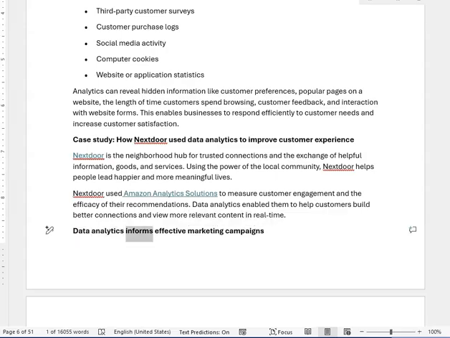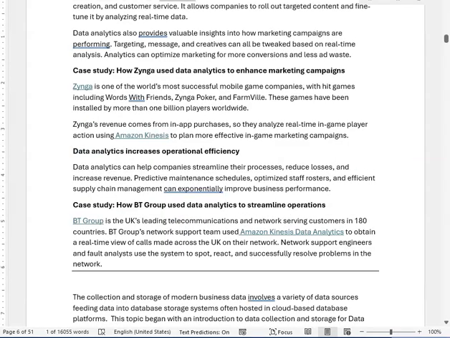Data analytics informs effective marketing campaigns. Data analytics eliminates guesswork from marketing, product development, content creation, and customer service. It allows companies to roll out targeted content and fine-tune it by analyzing real-time data. Data analytics also provides valuable insights into how marketing campaigns are performing. Targeting, message, and creatives can all be tweaked based on real-time analysis. Analytics can optimize marketing for more conversions and less ad waste.